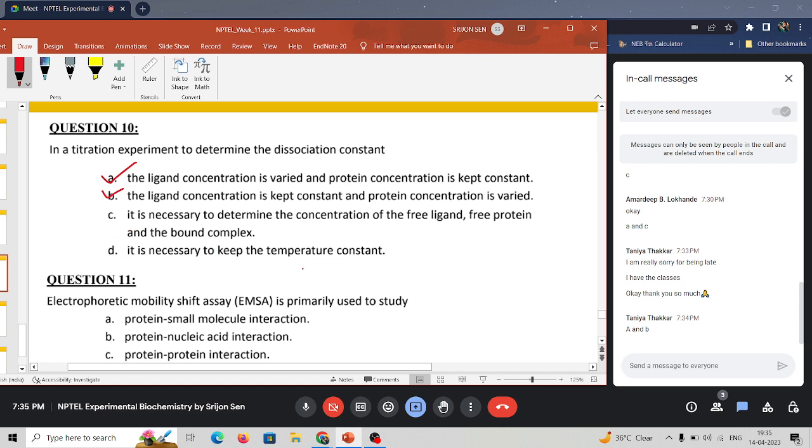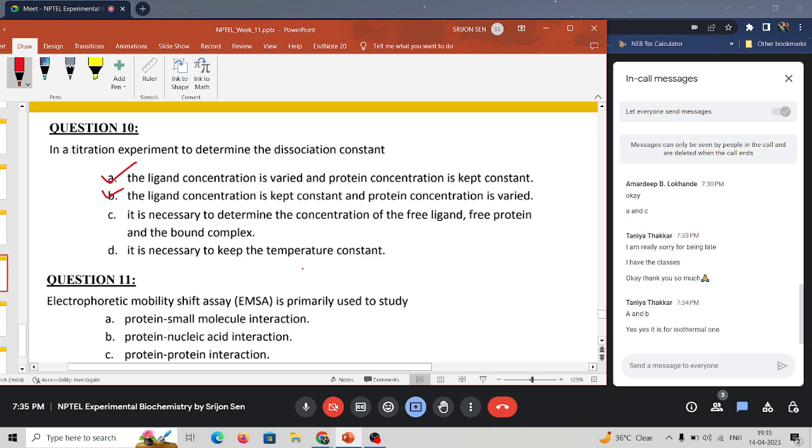And it is necessary to keep the temperature constant. Yes, it is necessary to keep the temperature constant. With a varying temperature, the binding might vary. You never know that at high temperature it probably binds. Yes, right. So that's why A, B, D, all three are correct.